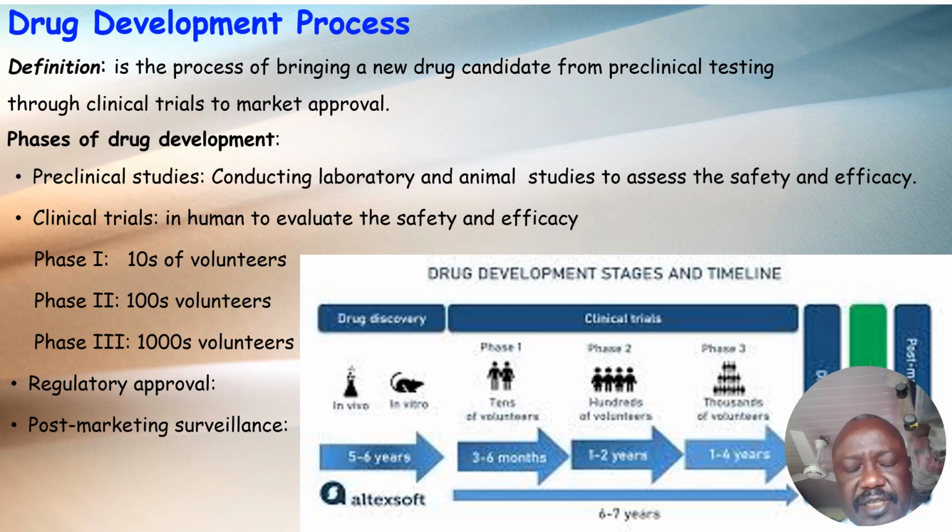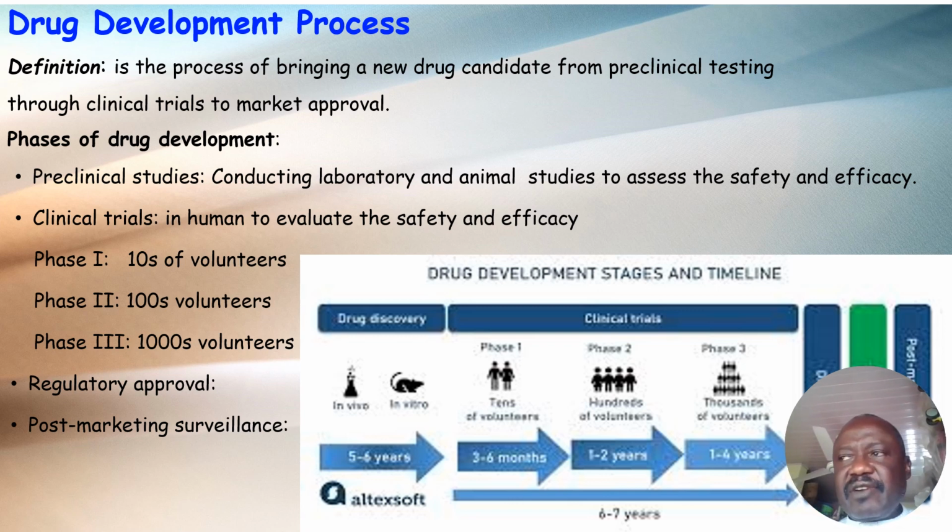The second step is the clinical trial, which has 3 components: phase 1, phase 2, and phase 3. Generally, a clinical trial is conducted in humans to evaluate the safety and efficacy of the drug. Phase 1 involves about 1 to 100 human subjects.